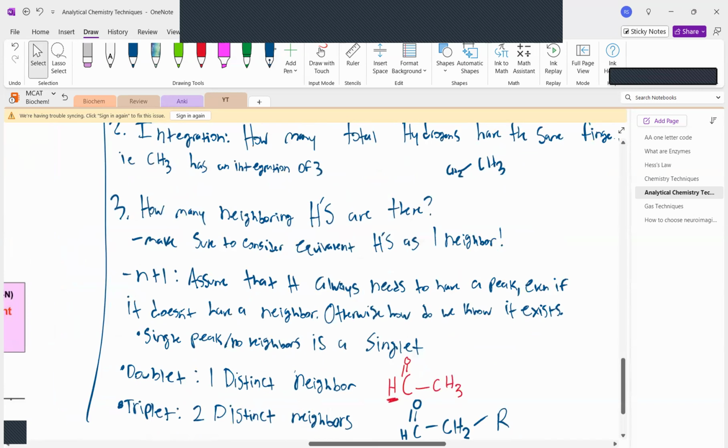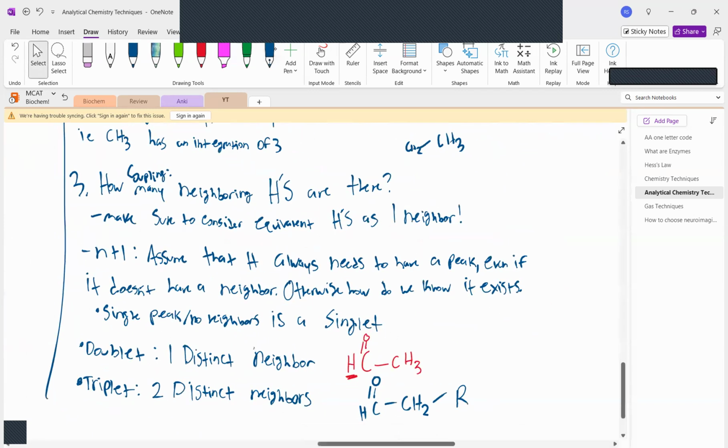And then you have coupling, which is how many neighboring hydrogens there are. You need to make sure to consider each equivalent hydrogen as one neighbor. That's really important. So if your neighbor was a CH2, you don't have two neighbors, you only have one neighbor. And there's also a rule for this, the n+1 rule. N is just how many neighboring hydrogens you have, and then you add one.